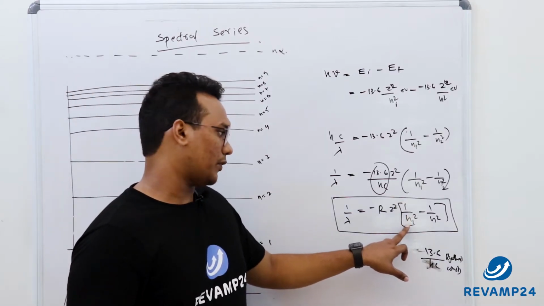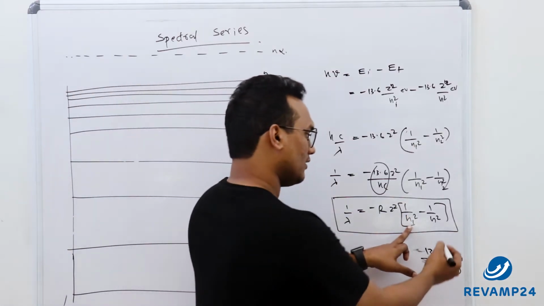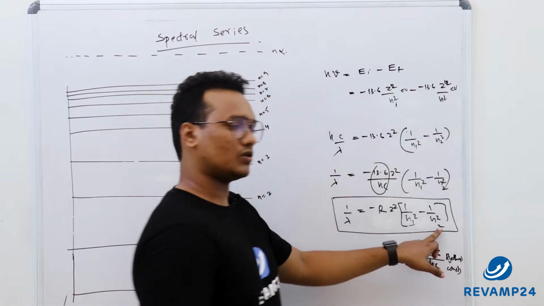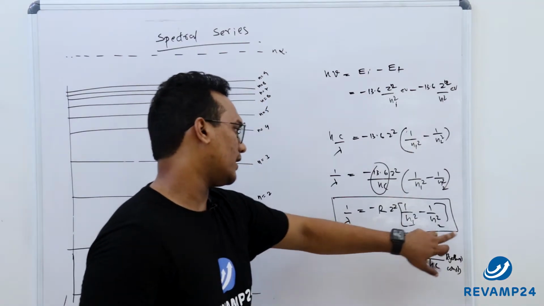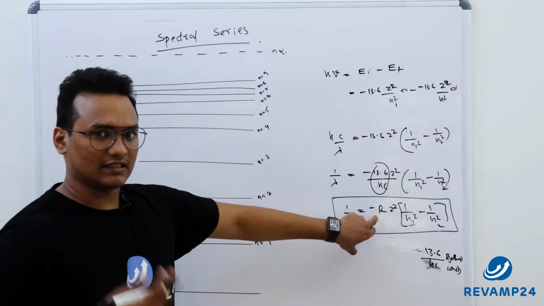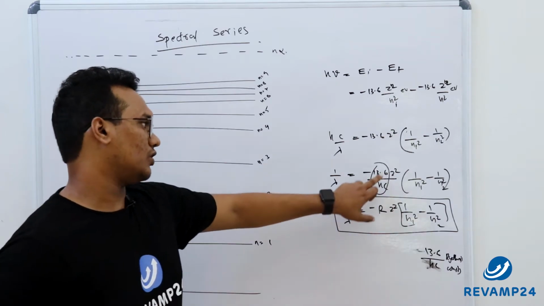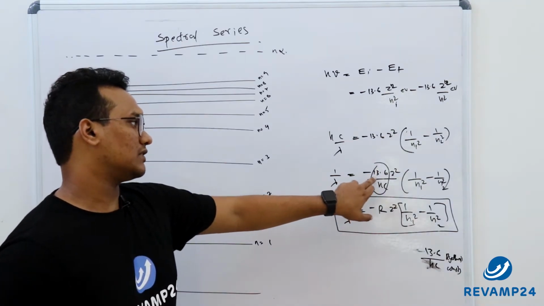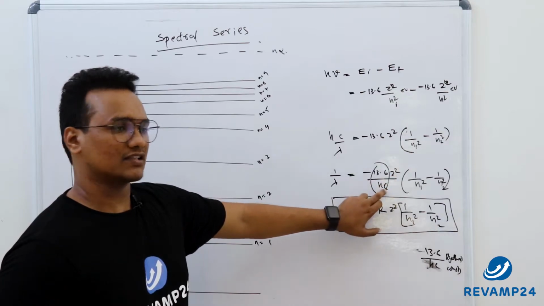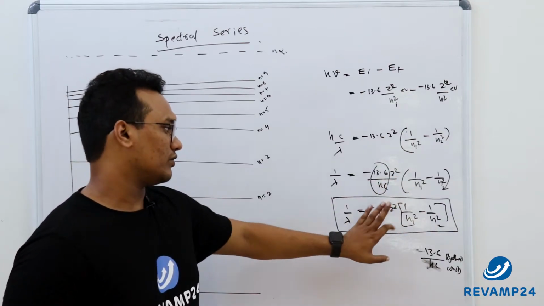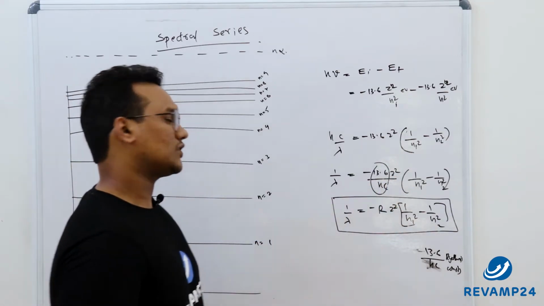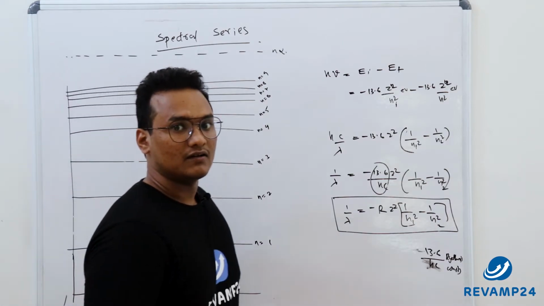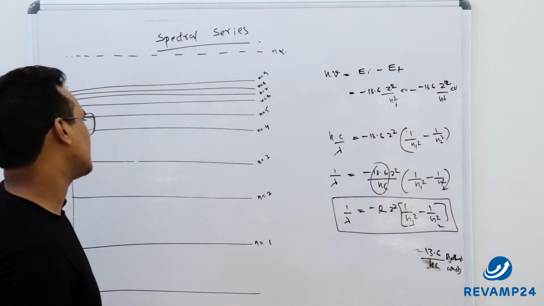In the question they will provide n1, from where it is coming, and n2, to where it is going. The Rydberg constant will also be provided in the question. If you don't know it, you can substitute 13.6 divided by Planck's constant and c, which you know, and you will get the value. So this will be the wavelength associated with the photon while it de-excites.